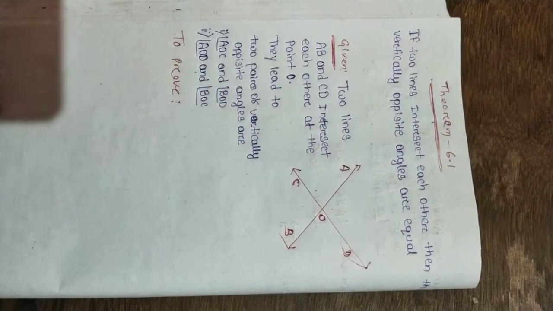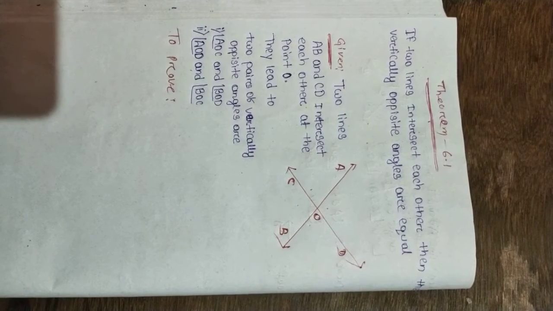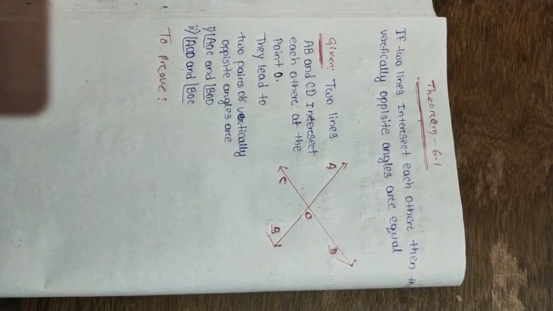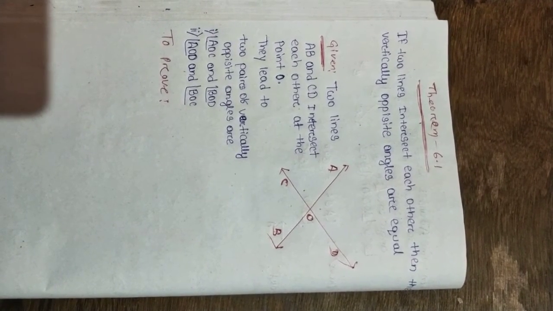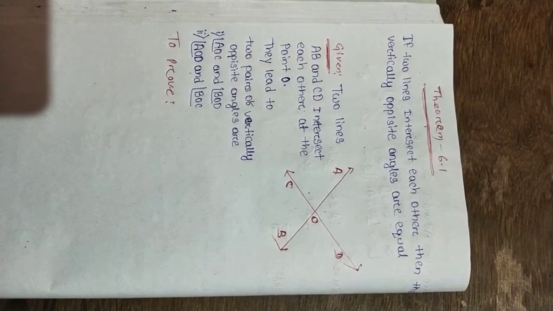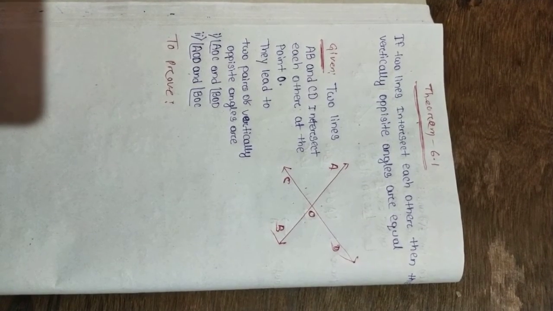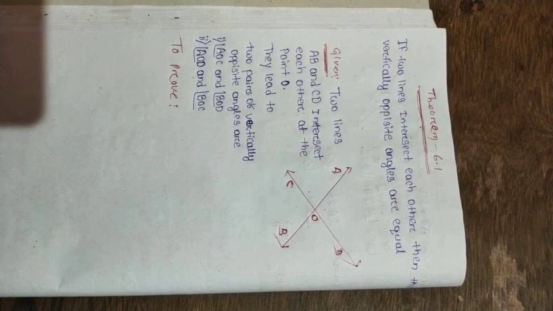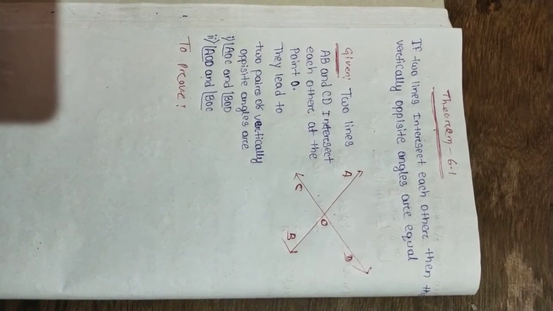Dear students, I will explain theorem 6.1 of class 9 of a CBSE course. Theorem 6.1 is: if two lines intersect each other, then the vertically opposite angles are equal.